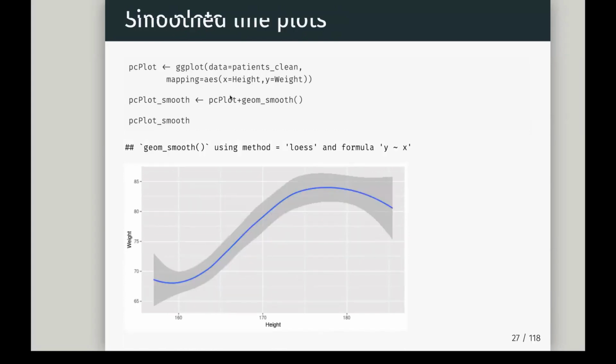Again, I've got exactly the same input here. But if I want to do a smooth plot, I can just do plus geom smooth, and I will get smooth plots. You can see it's using some default LOESS smoother.